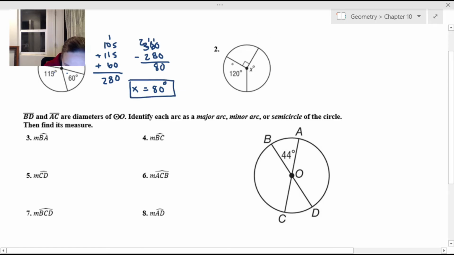All right, this one. We know this one is 90 degrees. So if you want to try this one, pause it, try it on your own, see if you get the same answer as me. So we take 120 and we add 90 degrees.